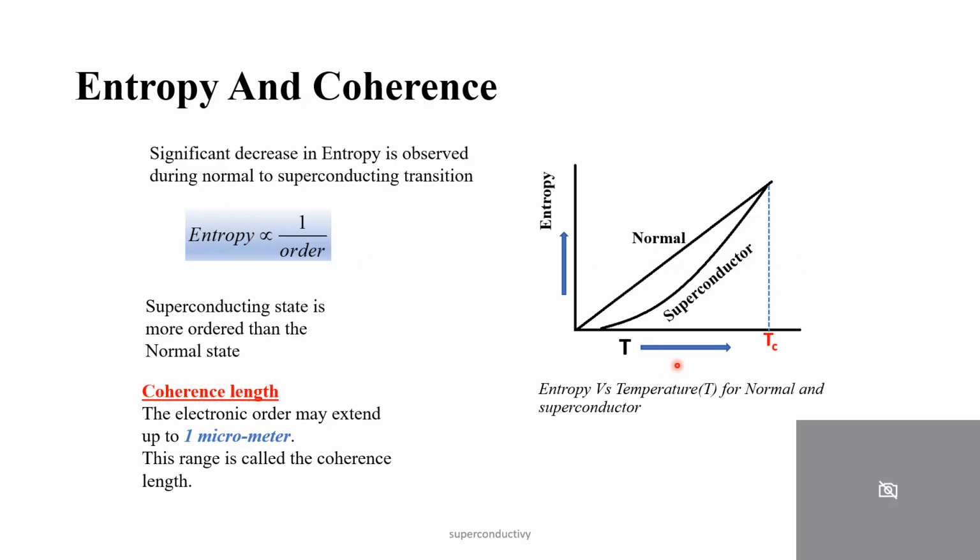In this figure, you can see that in case of a normal metal, the entropy is larger than in the superconducting state at a particular temperature. That means the superconductor is a more ordered state. Now, what is the coherence length? The electronic order may extend up to 1 micrometer, 10 to the minus 6 meter. The range of this order is called the coherence length.